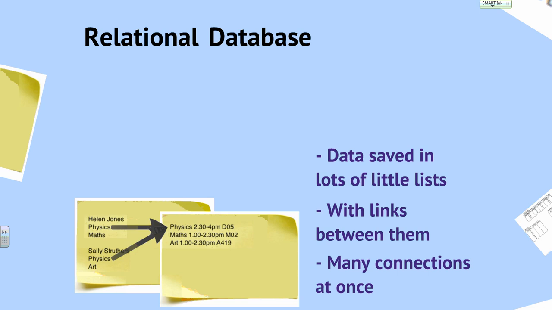And if Helen wants to see where she's supposed to be taking physics, Helen can log in, and it's a bit like clicking on a link, and that takes her to this data here. It's a bit like we have web pages, similar kind of thing. So Helen can click on physics, and that'll take her through to all the physics information. Similarly, Sally Struthers will click on physics, and that'll take her through to the physics information.